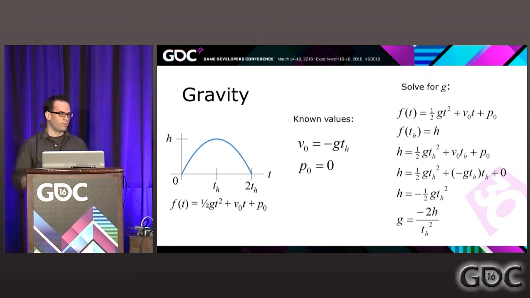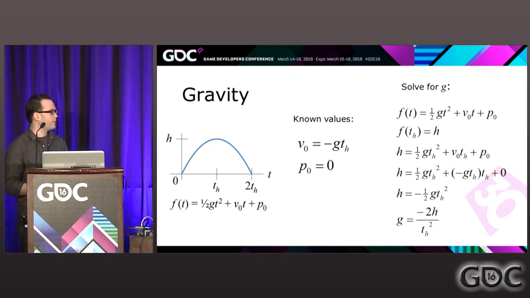At time t sub h, we have some desired height h. And then at time 2 t sub h, we've landed on the ground again. Our height is 0. From the previous slide, we know that we can express our initial velocity as a function of gravity and time. So we'll substitute these values into our equation for position. And again, we'll look at this point in the middle where our height is h and our time is t sub h. And we'll solve this for g.